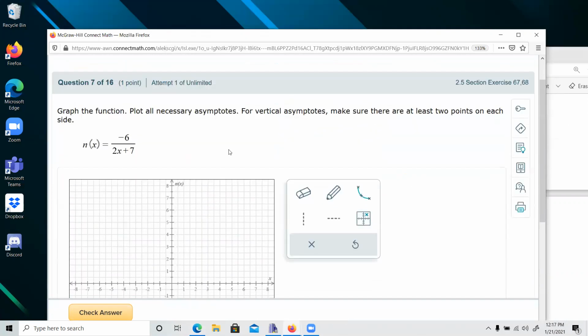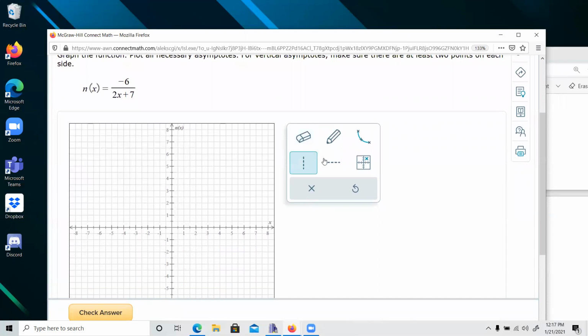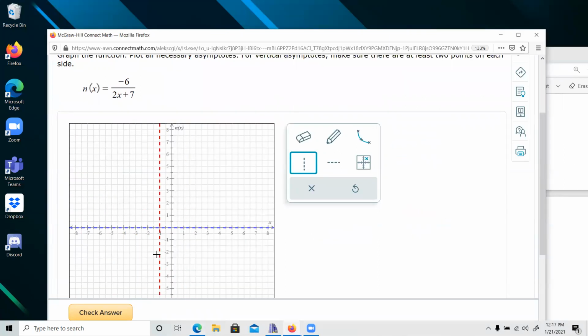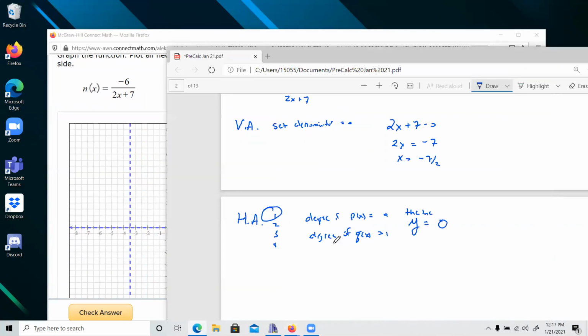And at least 2 points on each side. So let's put our asymptotes in so we can see what we're working with. We've got a horizontal asymptote at 0, and a vertical asymptote at negative 7 halves. So that's like negative 3.5. There's our skeleton that we're going to hang our function on. So we need 2 points on either side.